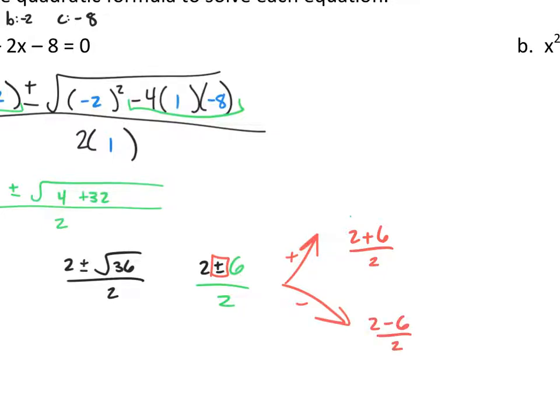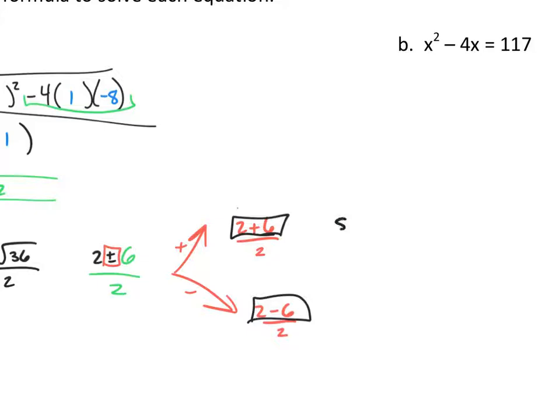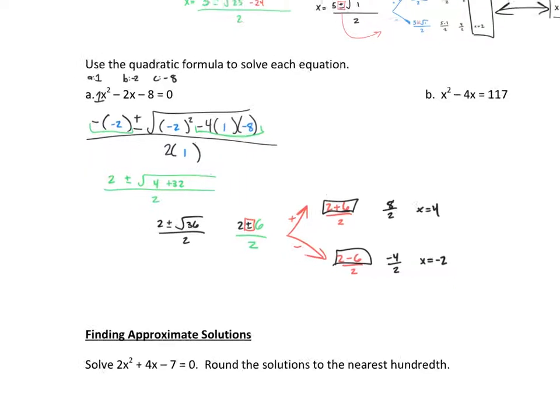And it's important to understand that you do need to do the numerator first before we do the denominator. So we'll get 8 over 2 to get that x is equal to 4. 2 minus 6 is a negative 4. And we'll get that x is equal to negative 2.